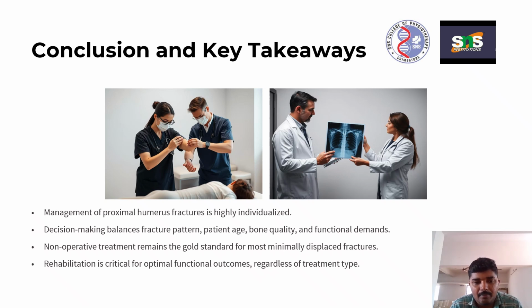Then operative: for comminuted fractures, two-part, three-part, four-part fractures, depending on patient age and bone quality, you will go for operative management. That is ORIF, open reduction internal fixation, and IM nailing. These are methods commonly used for that.